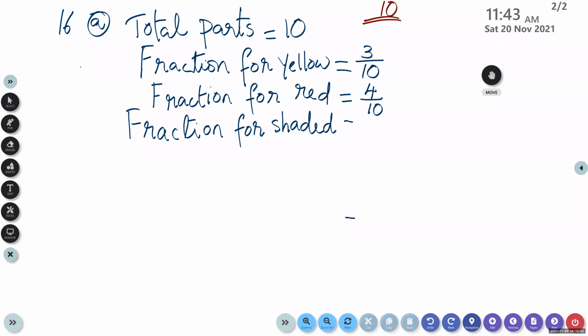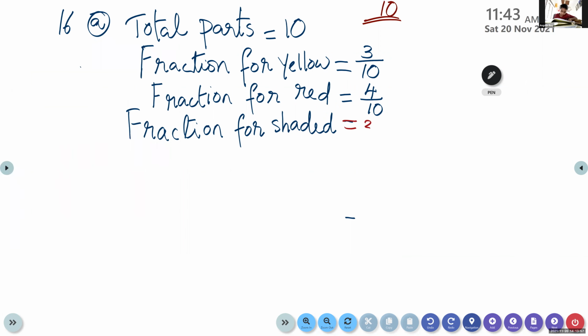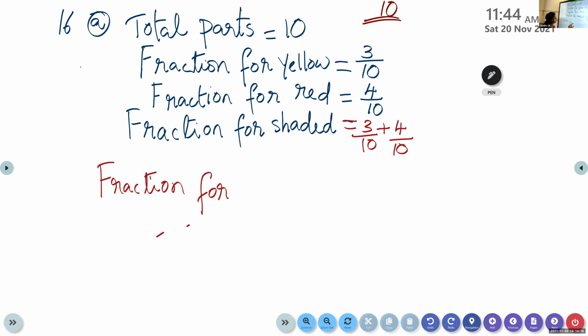Ma'am, I got the answer. Okay, wait. 3 by 10 plus 4 by 10. Find out the answer. Someone's audio has disturbance. Please mute your device. Ma'am, can I tell the answer? Wait. Now write the fraction for unshaded. Find out that also. Then we will discuss.